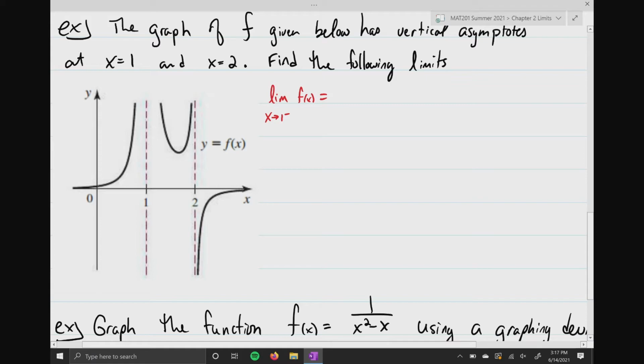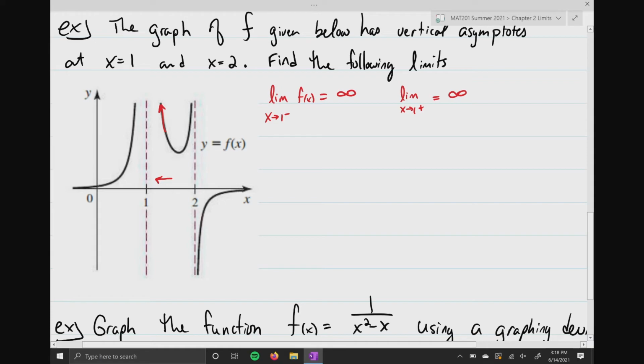Well, if you think about it, we're approaching 1 from the left, so we're coming this way, which means my limit is going upward, and that is going to equal positive infinity. Okay? Now let's look at the second part. Let's do the limit as x approaches 1 from the right. Well, we're approaching from the right now, and notice right here, my values of f of x are getting larger and larger, and that equals positive infinity as well.